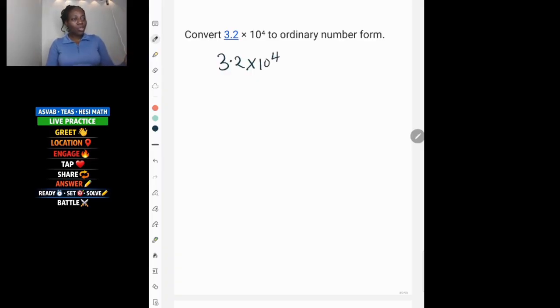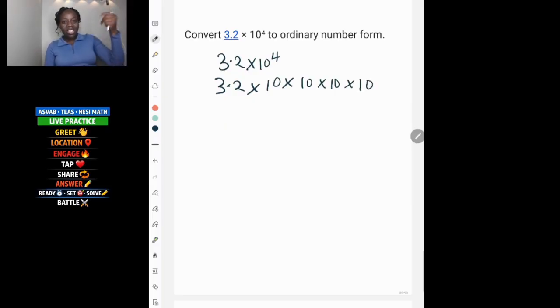We have 3.2 times 10 raised to power 4. We want to convert it to ordinary number form. So this is like 10 times 10 times 10 times 10. Do we remember that raised to power is different from times? Let me just remind us. Raised to power 4 is not the same as 4 times 10. Don't let us forget. They can give us something like that too, just to test how we calculate something. So we need to get that right.